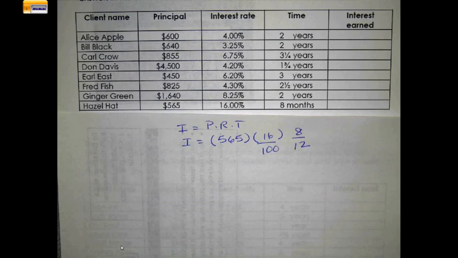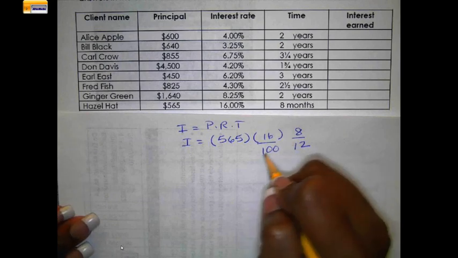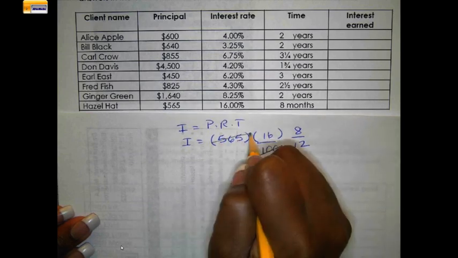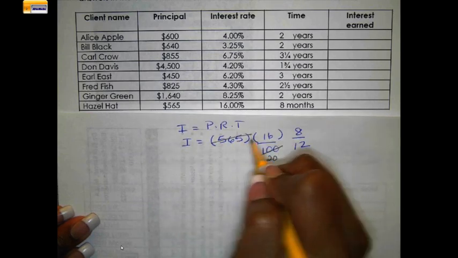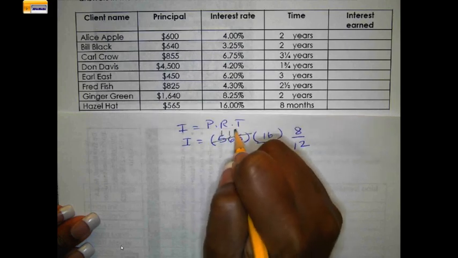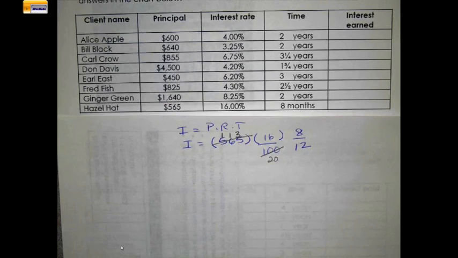I usually try to reduce, so I could do that by 5. I know that 5 goes into 100 20 times. And I know that 5 will go into 565 113 times. 5 goes into 5 once, 5 goes into 6 once, leaves me with 15. I got 113 there. And then I can also reduce.